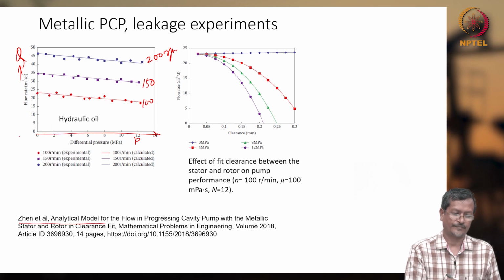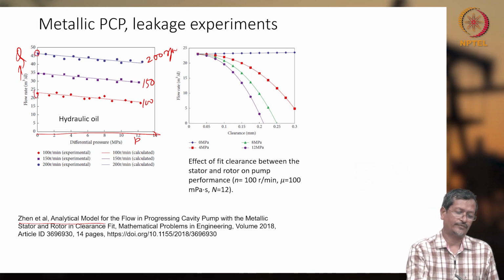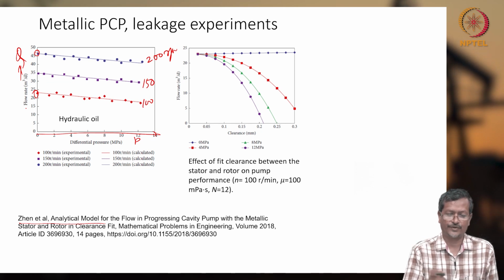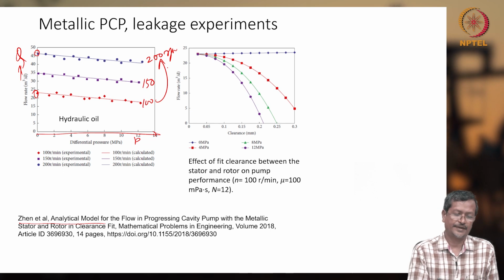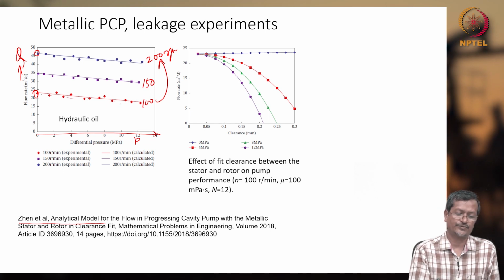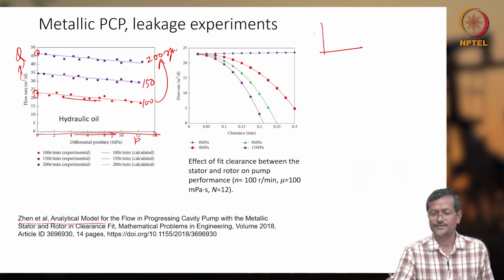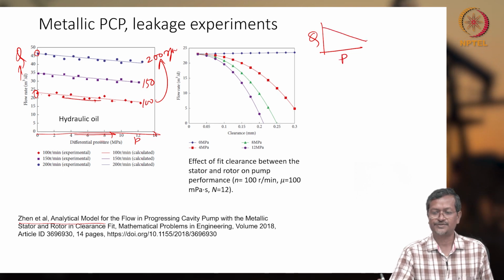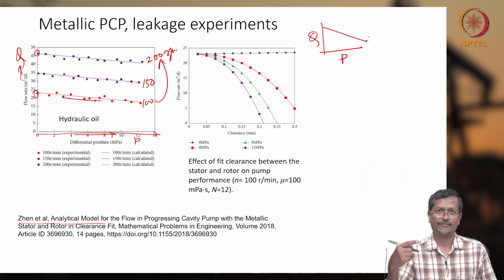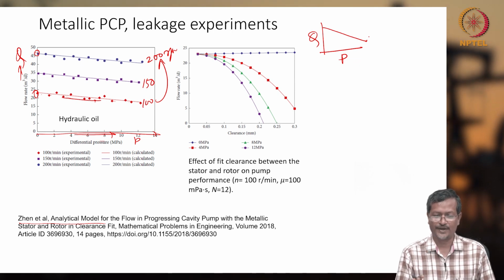Going from 100 to 200 RPM, you see the flow rate changed from about 23 to 46, almost double. Now as pressure increases, your leakage increases, so the flow rate goes down. You see this flow rate going down because of the pressure increase. Why? Because leakage is already there, so a fixed amount of fluid will be leaking continuously, and you are getting a lower flow rate.